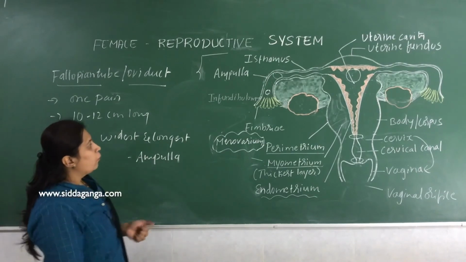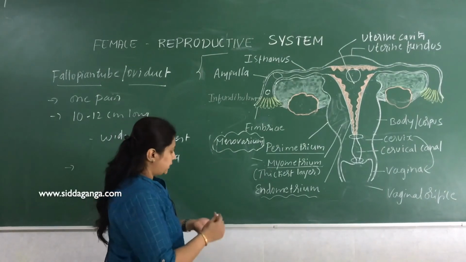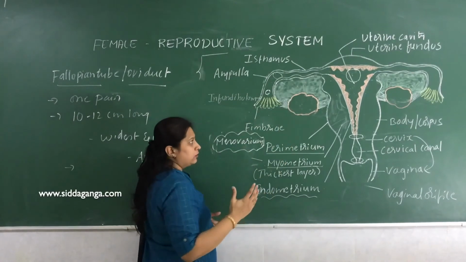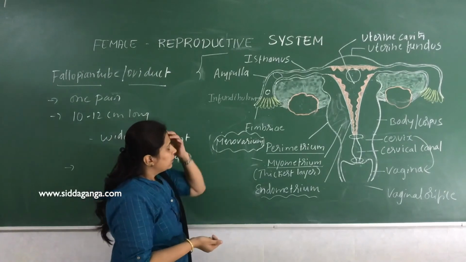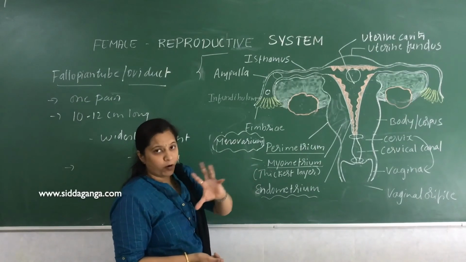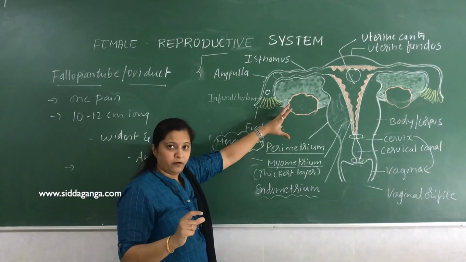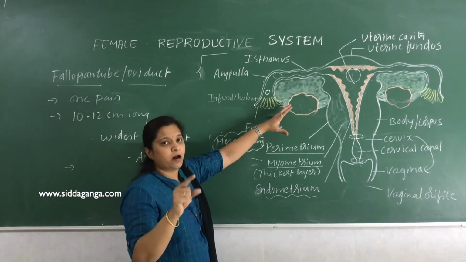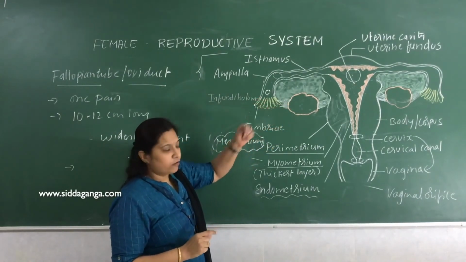Then, what is the function of the fallopian tube or the oviduct? The first function: after ovulation, the secondary oocyte is released from the ovary. See, I am using the term secondary oocyte here, not the term ovum. Why? Because it is still in the secondary oocyte stage. When ovulation happens, it is still a secondary oocyte because it has not yet completed meiosis II. So I am using the term secondary oocyte instead of ovum.